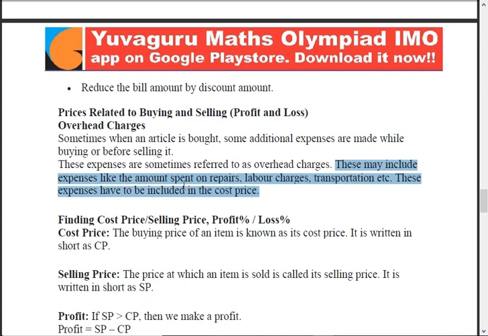See this, like amount spent on repairs, labor charges, transportation. These expenses have to be included in the cost price, right? The fridge if you buy, or refrigerator you buy, the transportation cost and the fitting charges are to be included. Who will pay them? After all, you will have to pay them.